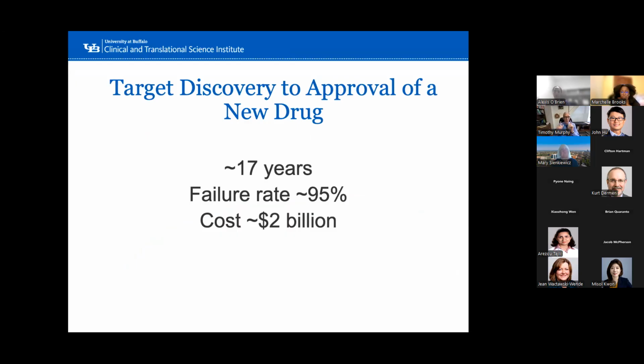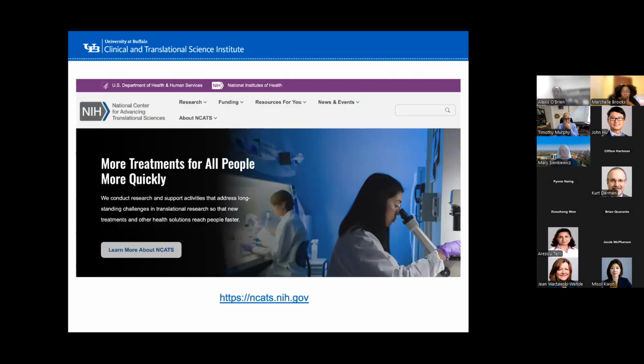That's the whole concept of translational science. We want to shrink that 17 years, and we want to reduce that failure rate, and we want to reduce the cost, make it more cost efficient. And that's what translational science is.